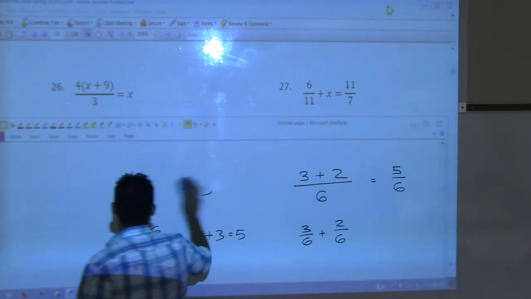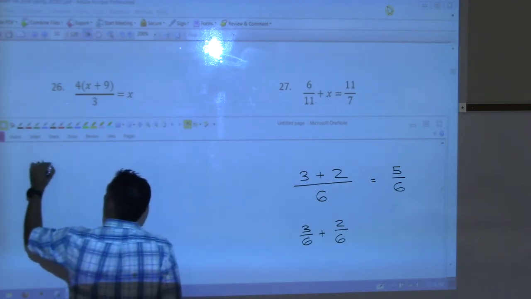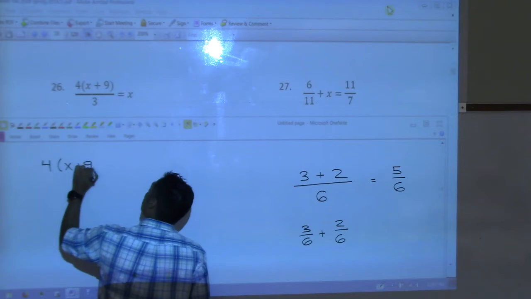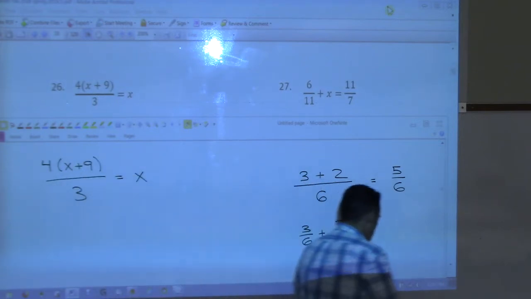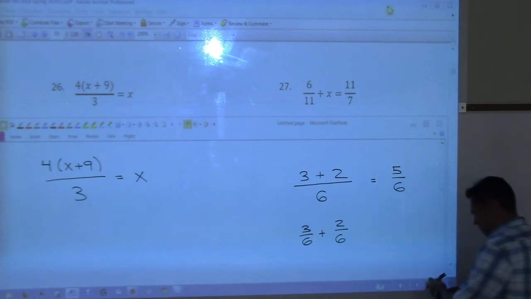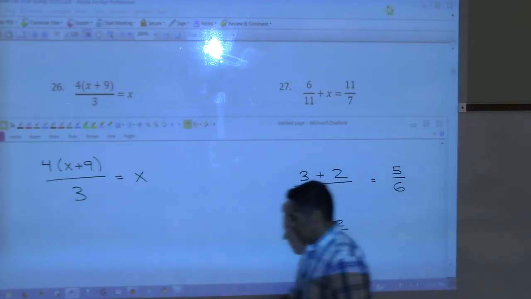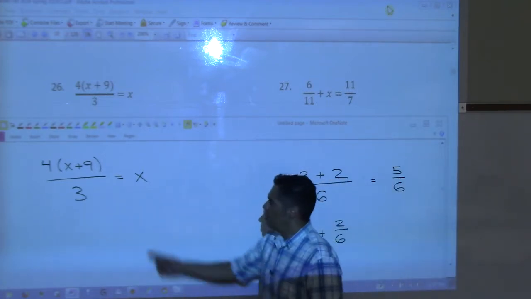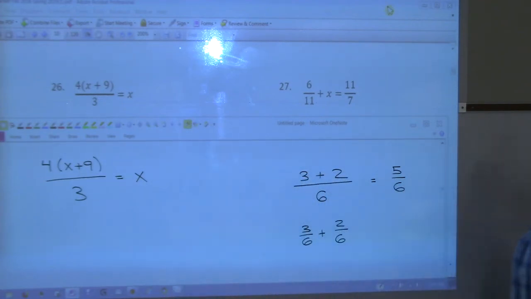So let's do number 26. 4x plus 9 over 3 equals x. All right, this is a linear equation. Right, David? Is this a linear equation, you think, David? Yes. It has x raised to the first power. All right, David, this one we haven't really done anything like this, so I'm just going to ask you to take a swing at it here. Any ideas of what you'd like to do with this?